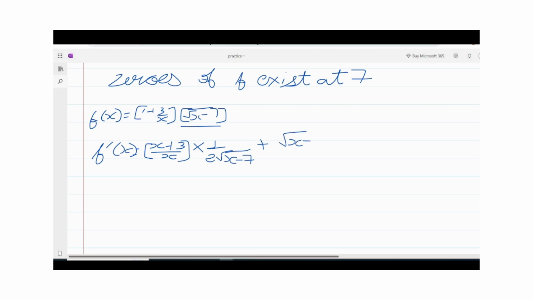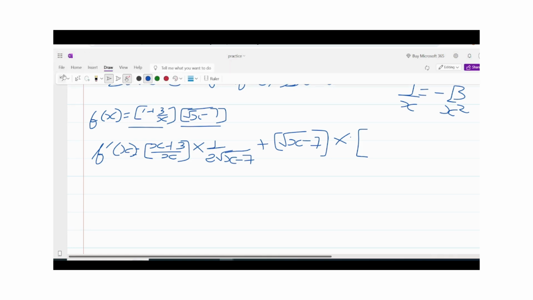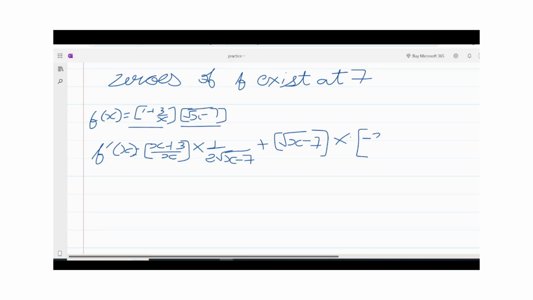root x minus 7. Now we have kept this the same and we are going to differentiate this term. 1 is a constant, so its differentiation will be 0, and when we differentiate 1 by x, that gives me minus 1 by x square, and 3 is a constant, so it will remain as it is, so that will give me minus 3 by x square.